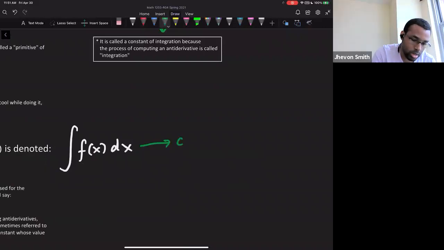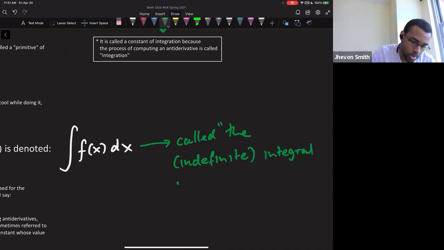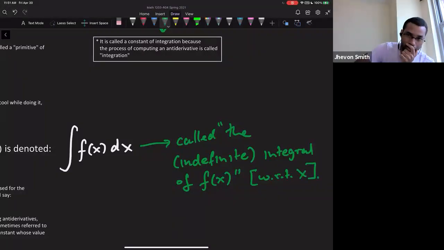This is called the indefinite integral of f of x. You could say with respect to x, but that's not going to matter too much. In other words, this statement is saying: what is the antiderivative of f of x, with the arbitrary constant? It's called indefinite because you don't really know what the plus c is going to be, so you're not definitely sure what the function is.